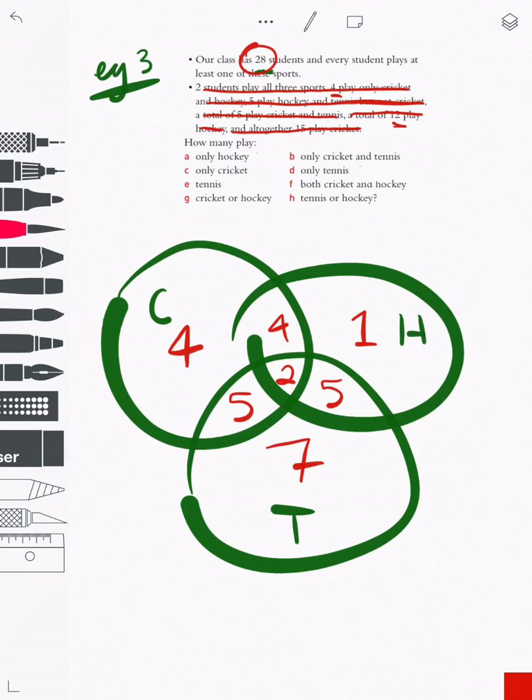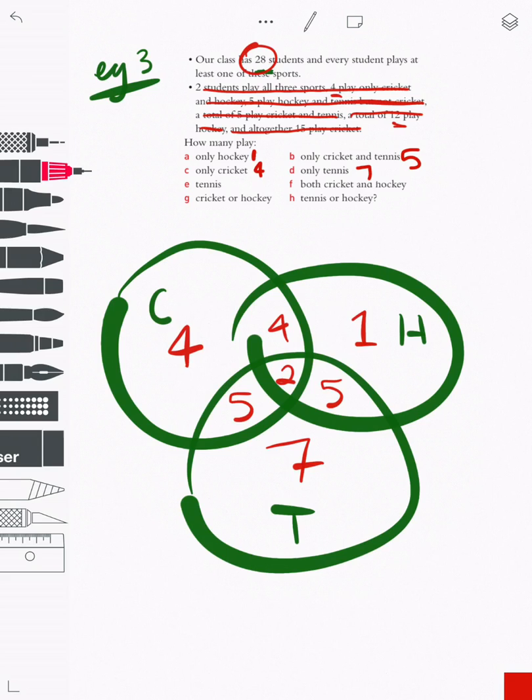Now that I have all my numbers, let's go through and see if we can answer the questions. How many play only hockey? Only hockey is that section there, so I know that's 1. How many play only cricket and tennis? Only cricket and tennis is this section here, and the number in that section is 5. How many play only cricket? Only cricket is that section there, so the number is 4. How many play only tennis? Only tennis is there, so the number is 7.